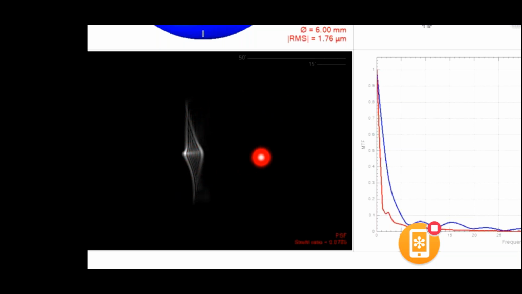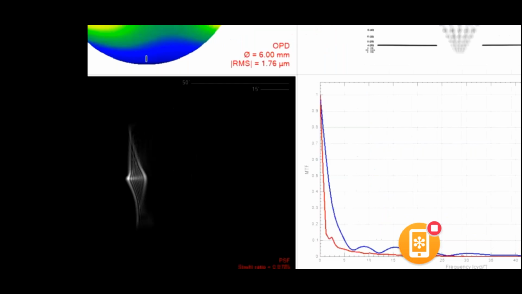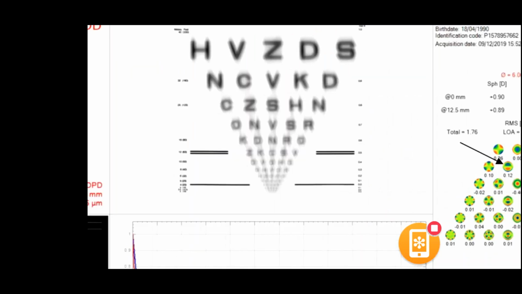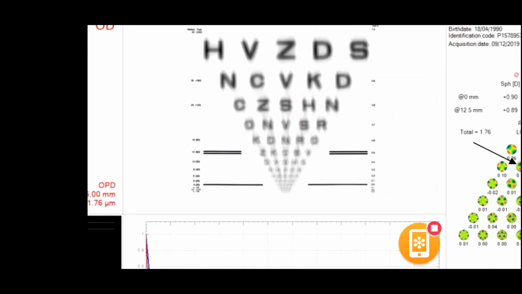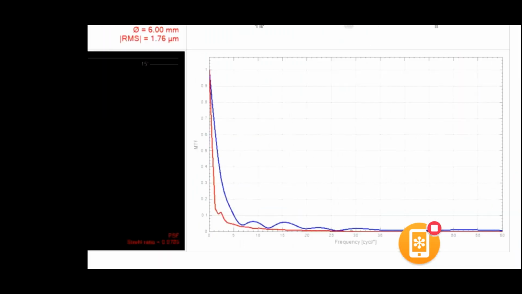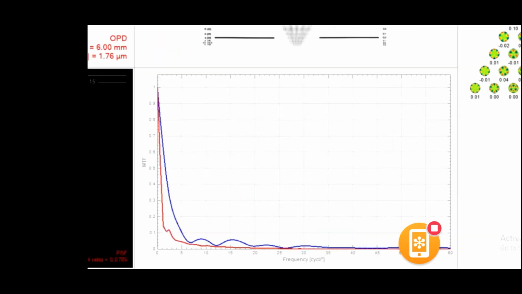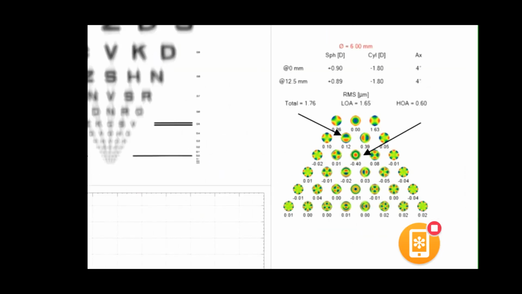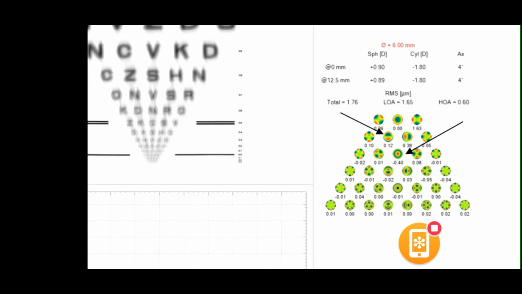Okay, just grossly you can tell this patient has a little bit of horizontal coma, and you can also simulate his visual acuity over here. This is what he has actually, and this is his graph. So if this graph is very close to the y-axis, the weaker the cornea is; the further it is, the stronger. Okay, something like that. And this is the Zernike polynomials. What you want to see over here?